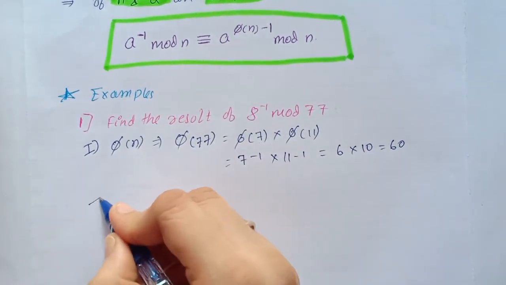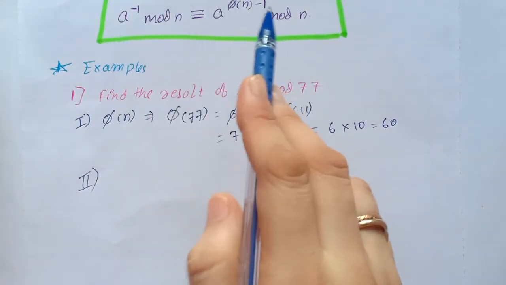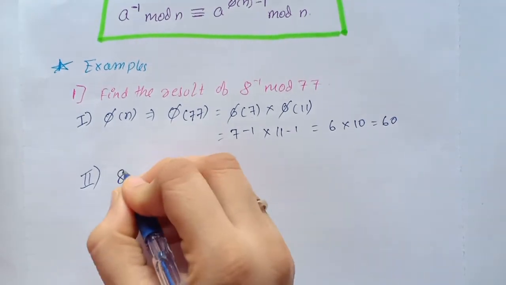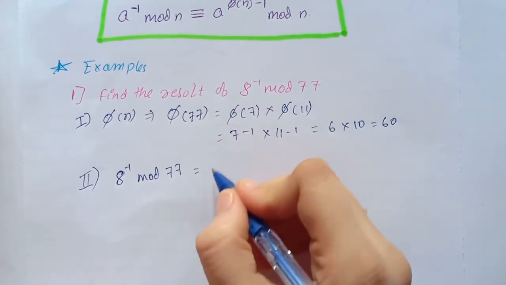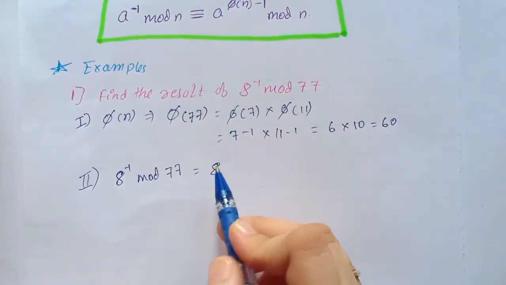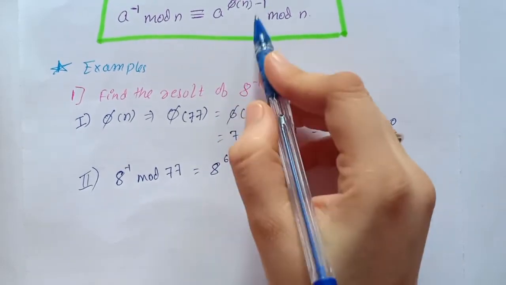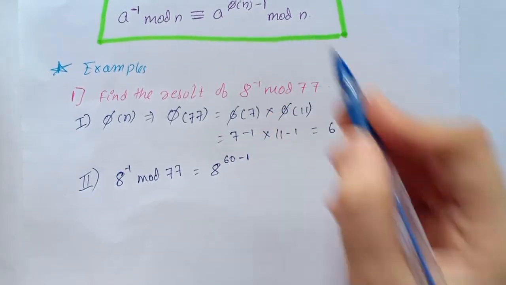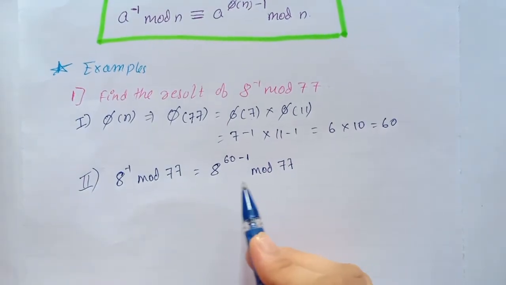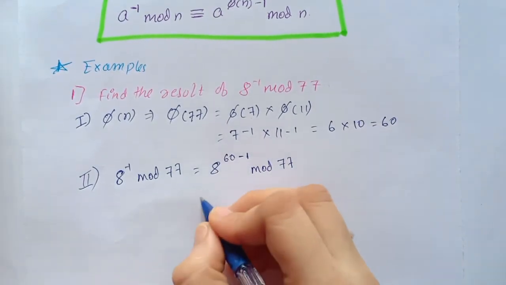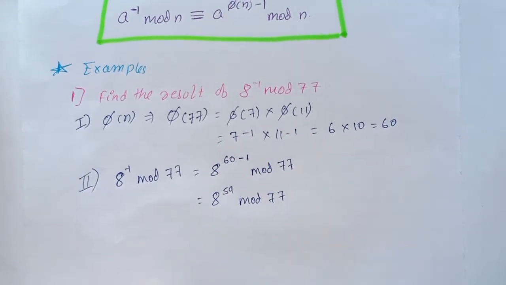Then the second thing, we will write according to this formula. So 8 inverse mod 77 is equal to 8, that is a, raised to phi n, so raised to 60, minus 1, mod n, that is mod 77. And now we have to simply calculate this: 8 raised to 59 mod 77.